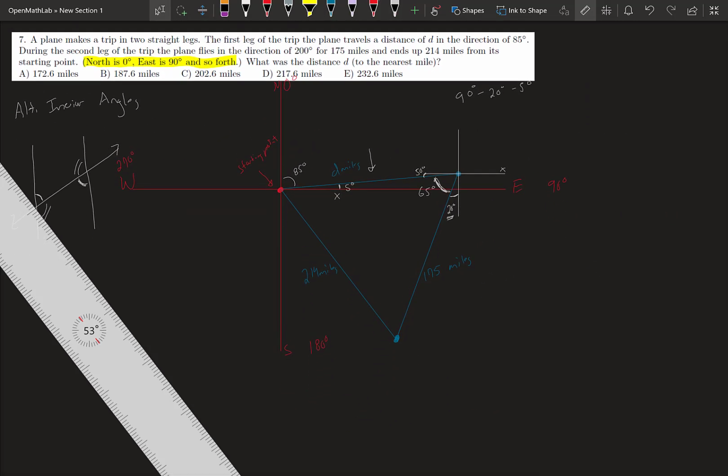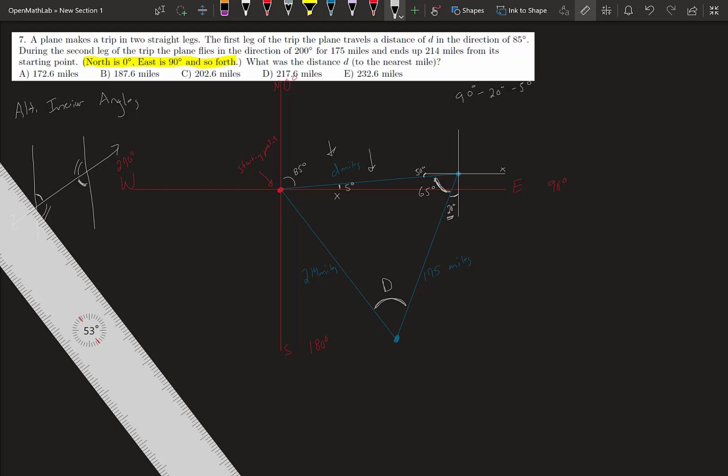But in order to use the law of sines, I'd really like to know this angle here. So maybe we call this capital D, since this is d miles, d for distance.